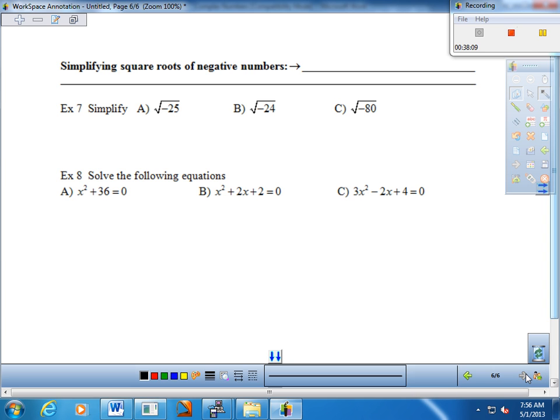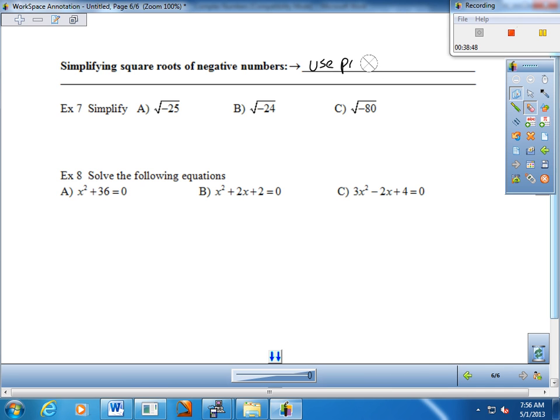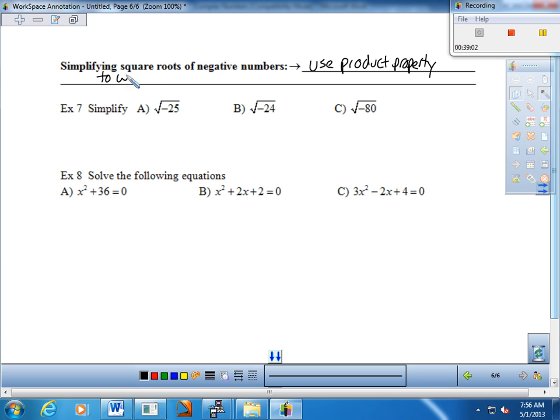So one of the ideas behind dealing with i is that now we can actually work with square roots of a negative number. And so what we're going to do is basically this. We're going to use the product property. Let me just make sure I write that correctly for us. So use the product property, and that's how you simplified square roots in all your previous math courses. So use the product property to write i as a factor.